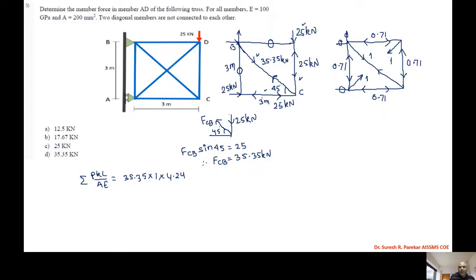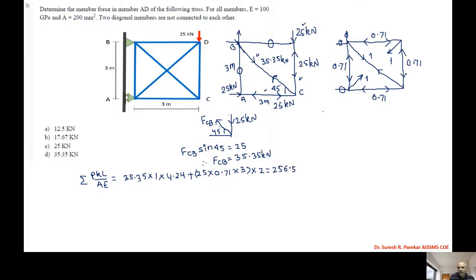Then we have second, that is member AC. So we have minus 25 into minus 0.71, and this minus minus becomes plus. So we have 25 into 0.71 into 3. Then we have the third value, which is the same, 25, 0.71 and 3, so I can multiply it by 2. And from this we will get the value of summation PKL as 256.5.